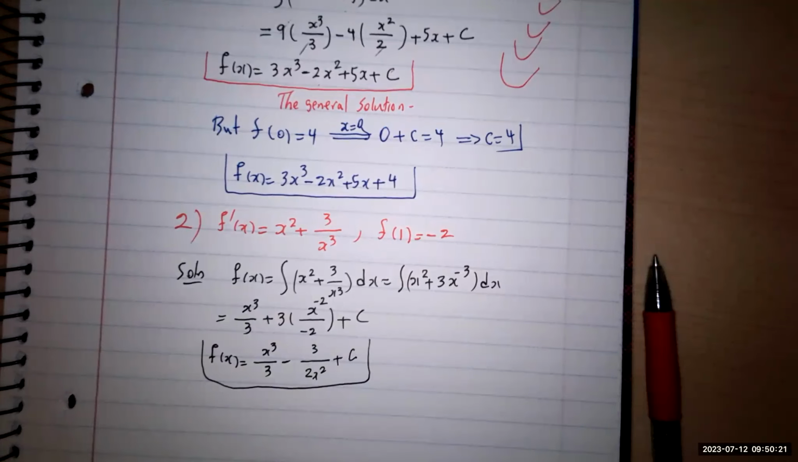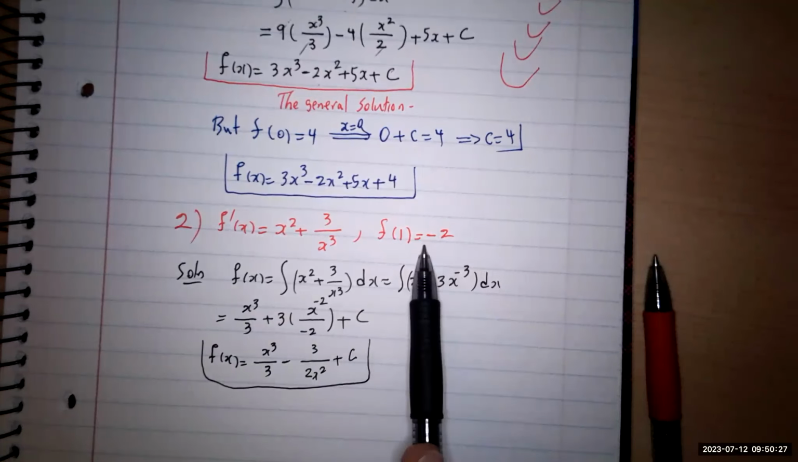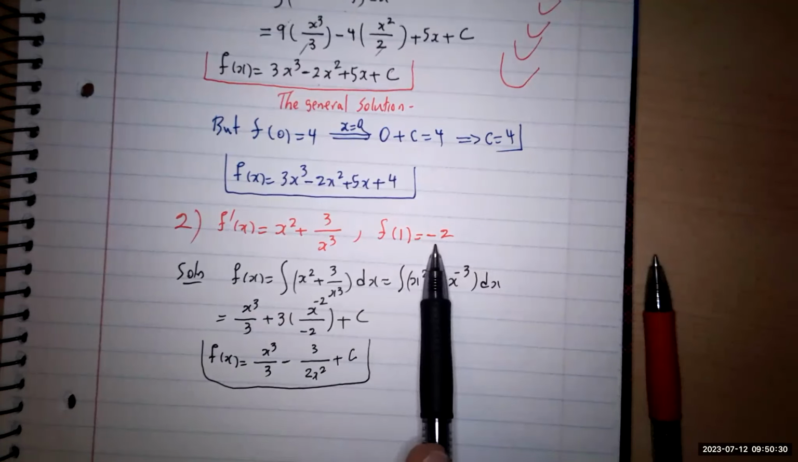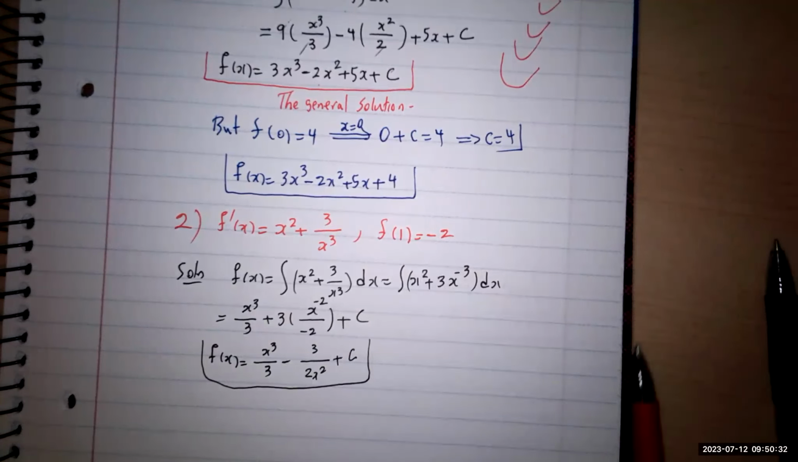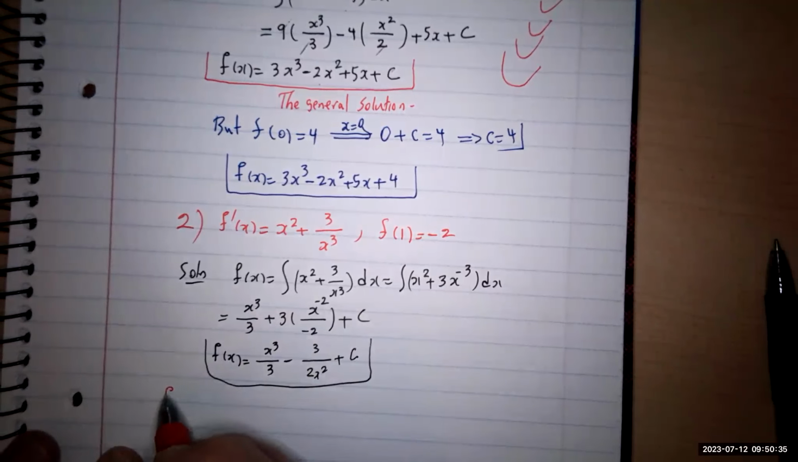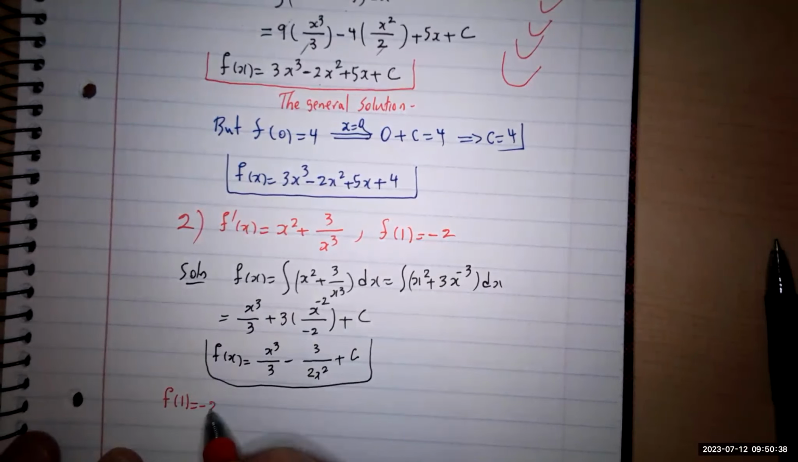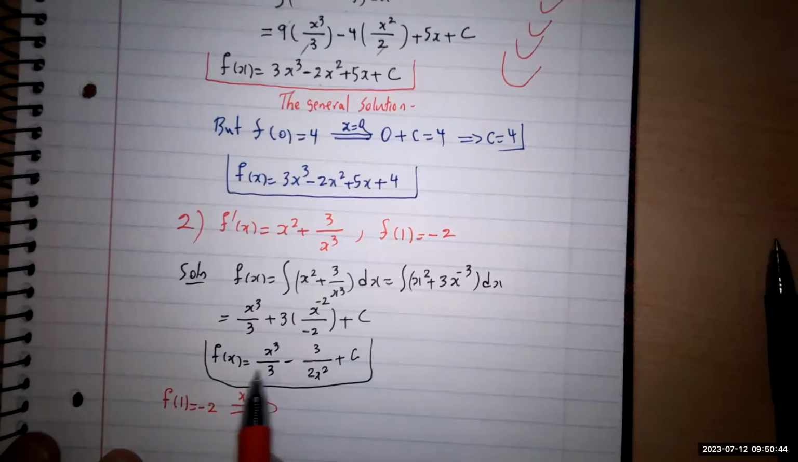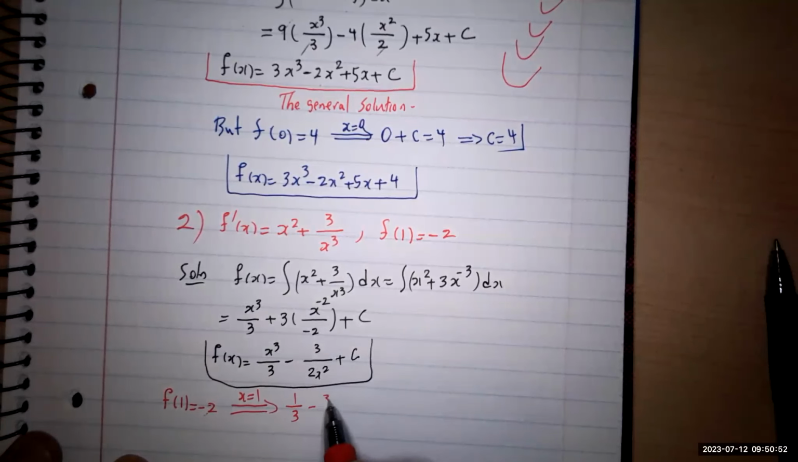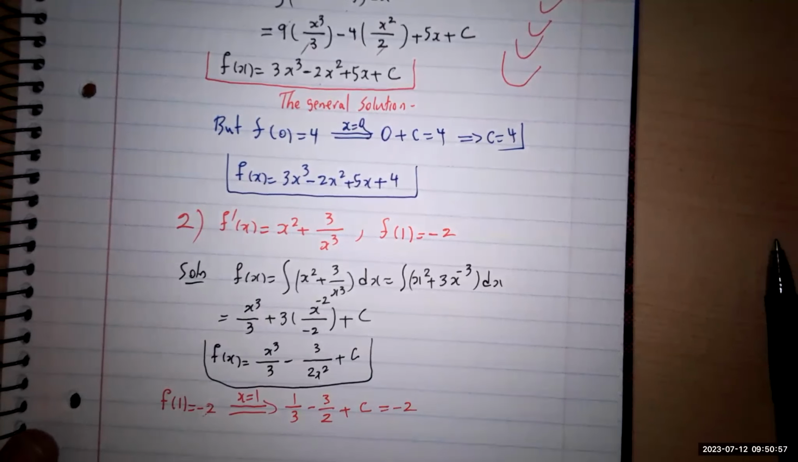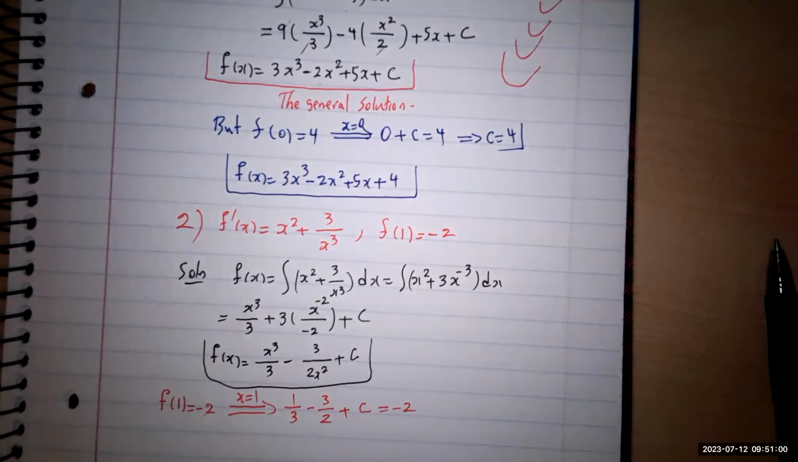Any question? But we are not done because an initial condition is given to you. See, f of 1 equals -2. So you have to apply this initial condition. This means go to the equation, replace the x by 1, and let this be equal to -2. So if you put the 1, that gives 1/3 minus 3/2 plus the constant c, and it's going to be equal to -2. Okay, now we have to solve for c.